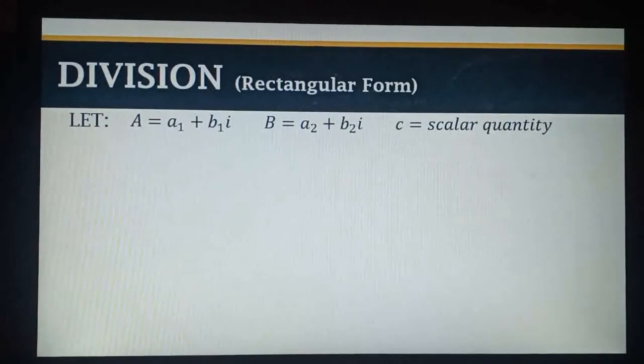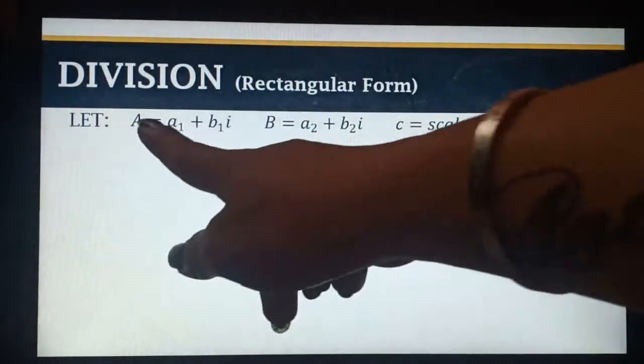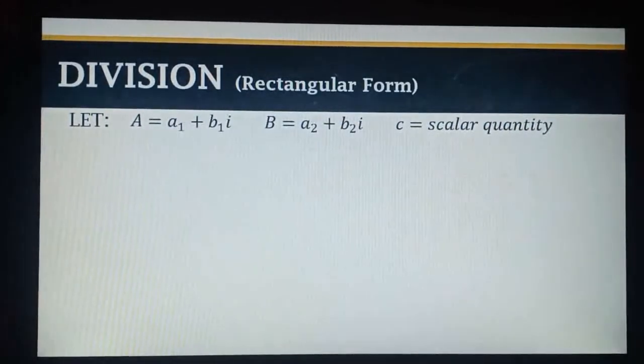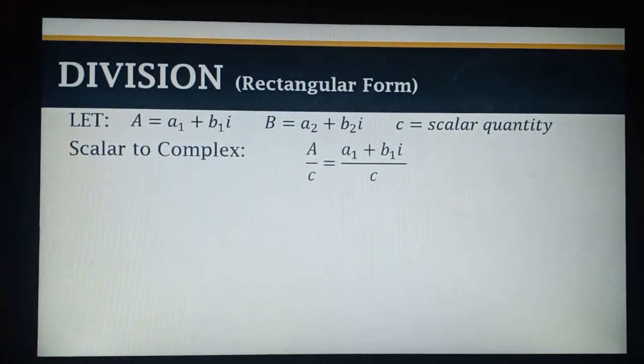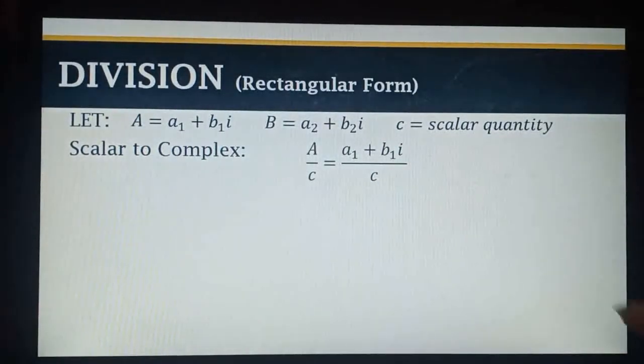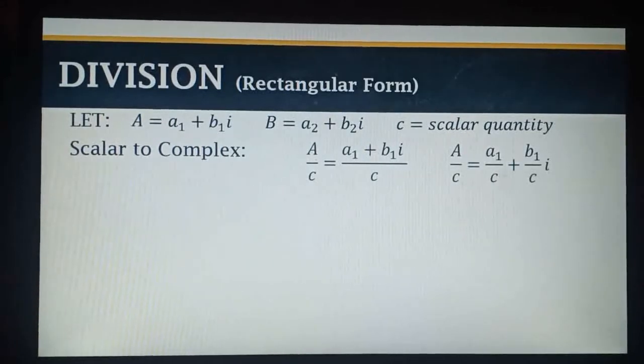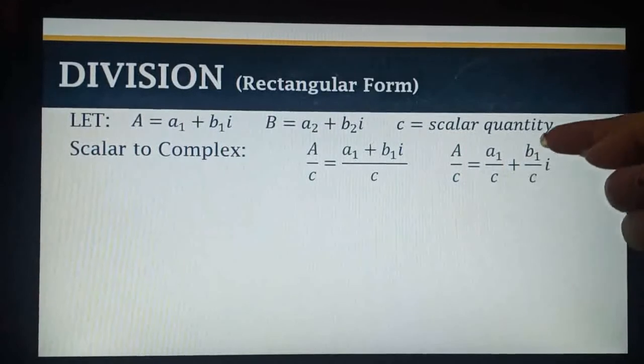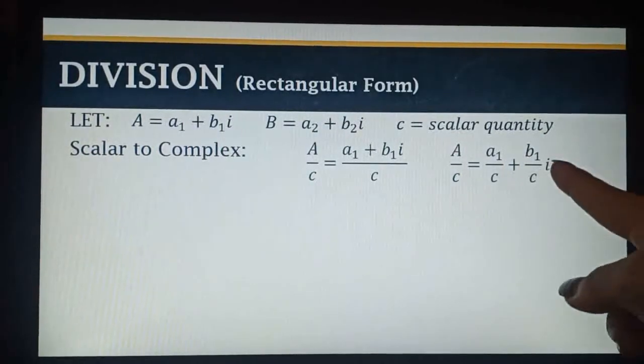Next is the division in rectangular form. So you were given complex A, complex B, and C as your scalar quantity. So let's say you have scalar to complex. So you will have A divided by C. So you will have A1 plus B1I all over C. So pwede nating i-distribute si C as the denominator of each and every component of the complex number. So this can be represented as A1 over C plus B1 over C multiplied to I.